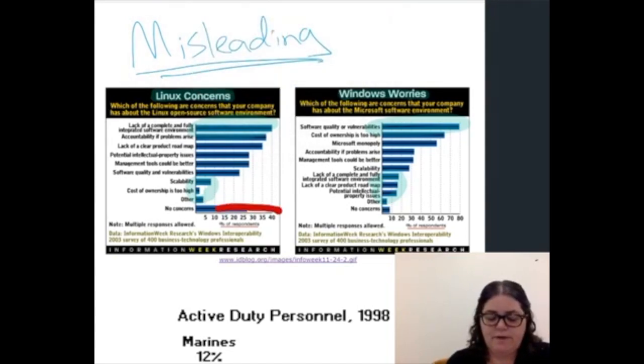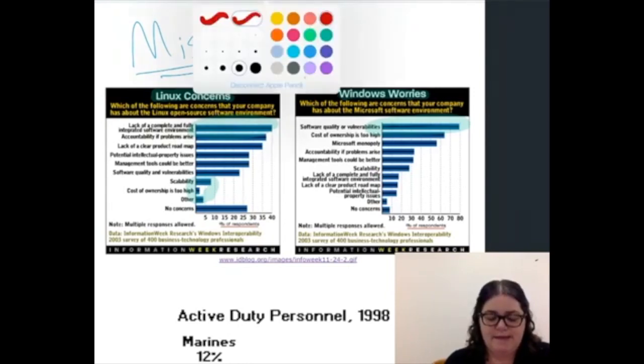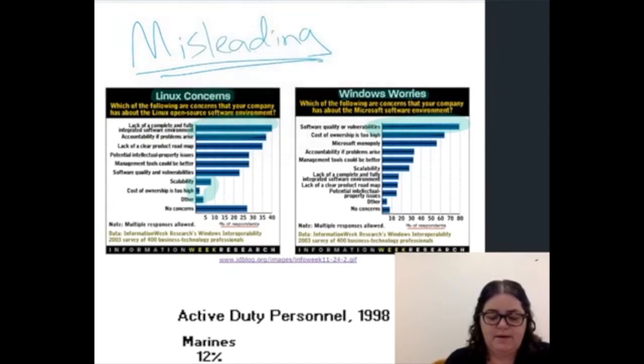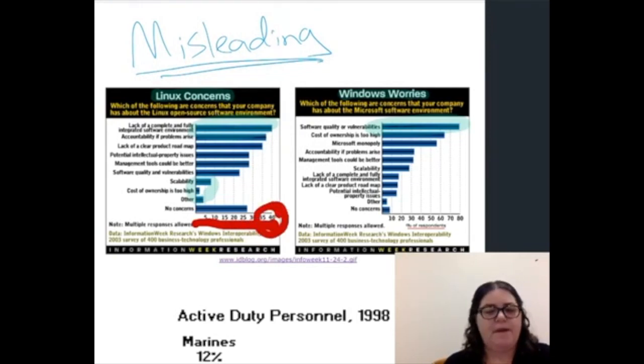If I go down to the axis down here, what I notice is that this axis goes from 5 across to 40. So the maximum is up at 40. So in terms of Linux, the biggest problems are about 40%, okay?